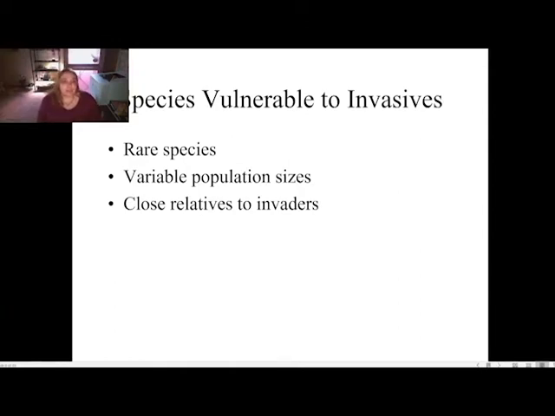Then there's species that are close relatives of invaders. The reason this is an issue is because the invader probably has similar nutritional and environmental needs. And because it's a good invasive, it's better at competing. So it outcompetes the natives and takes their food and their environmental needs, and it doesn't allow them to get enough to survive. So the natives actually end up a lot of the time going extinct in an area.